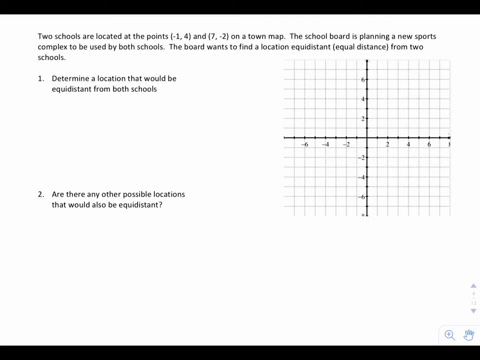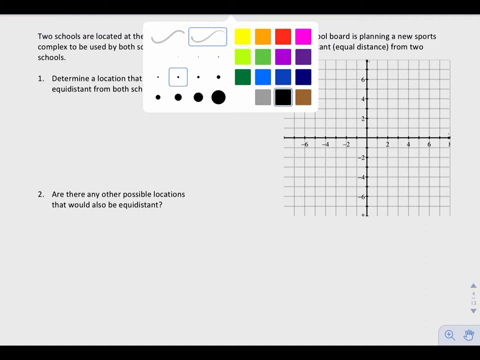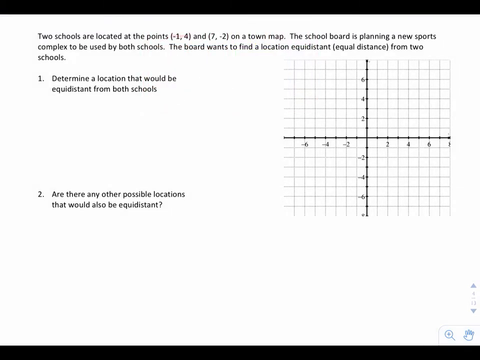We have here a little bit of a scenario. We have two schools located at points -1, 4 and 7, -2. So those are the points on a town map. The school board is planning to build a new sport complex to be used by both schools, and the school wants to be equitable and make this sport complex in between both schools. So it's not going to be closer to one or the other, it is going to be exactly between.